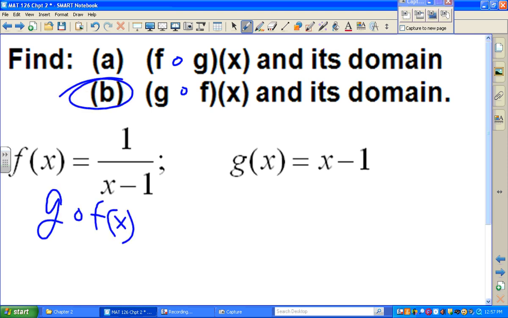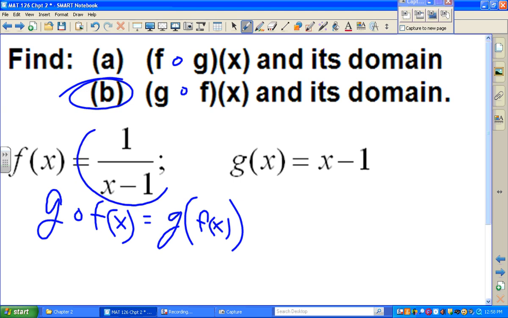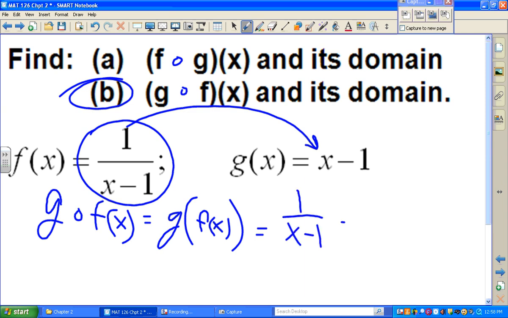We'll try B again. That means g of f of x, which means I'm going to put in f of x for all of x. All right, I think I got it. 1 over x minus 1 minus 1. Oh, that's an easy one.